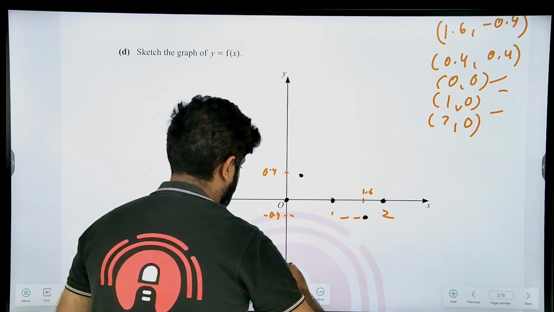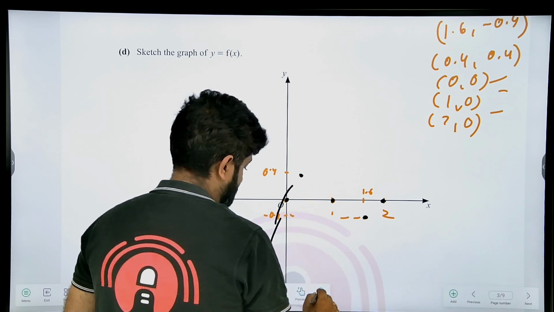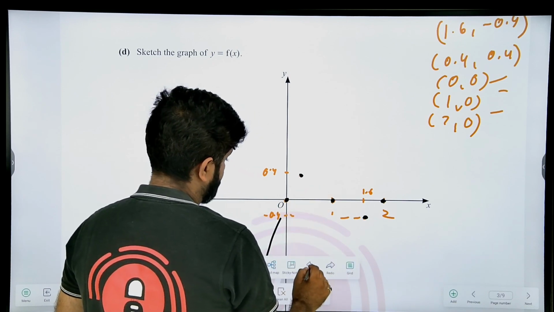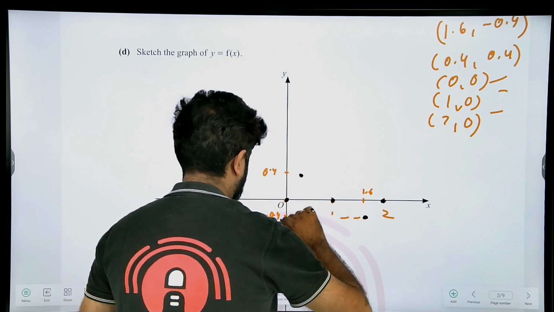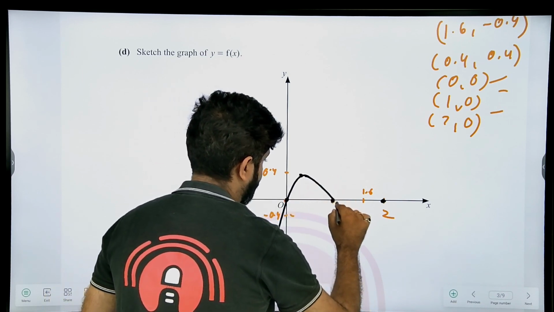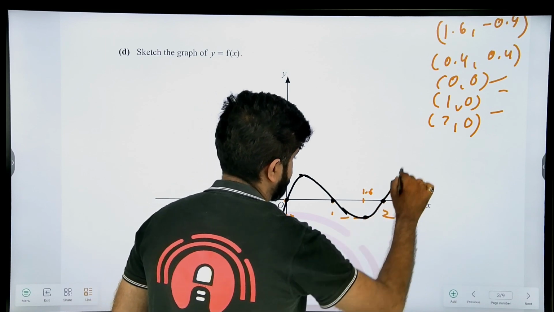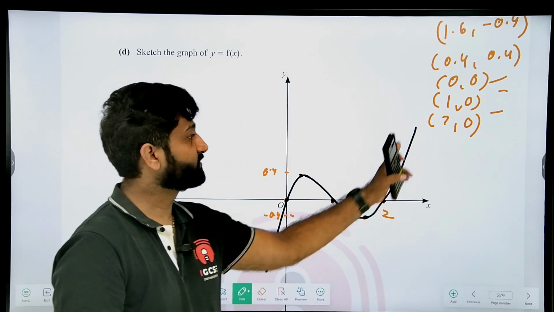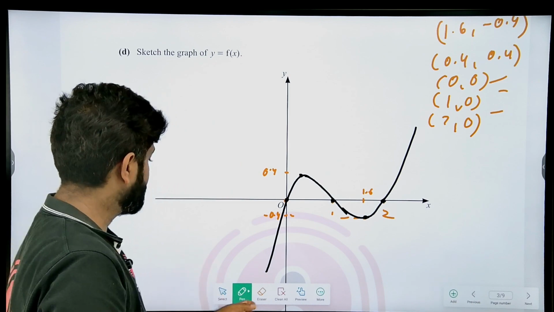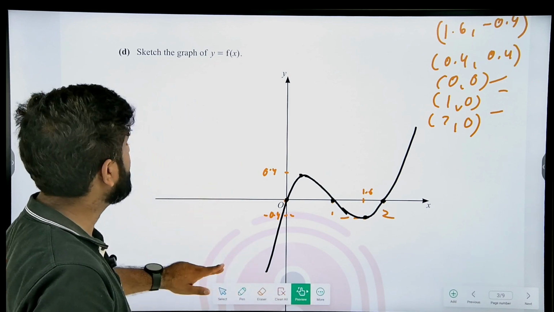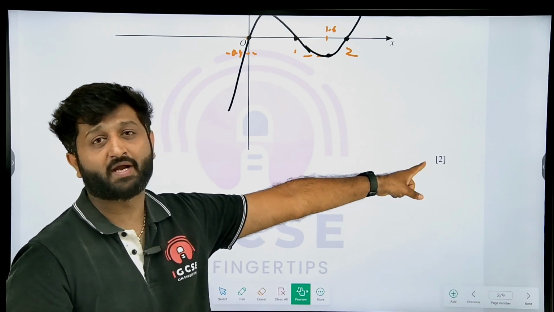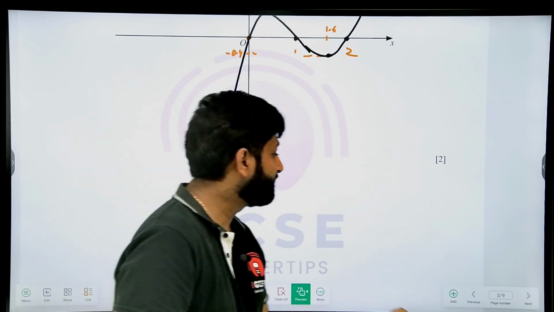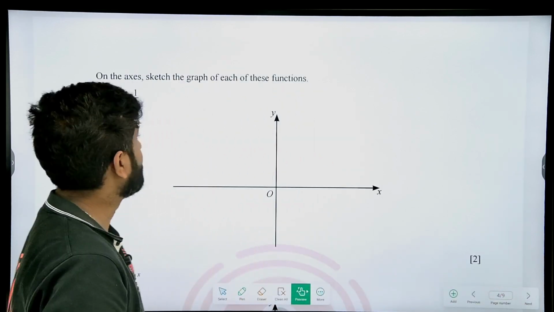So now I have a curve which goes like this. Right, this is what my curve is going to look like. Please ensure that you have properly labeled all the points. Now this graph was only of 2 marks. Why was it of 2 marks? Because we had already found out all the values that were required for the question.